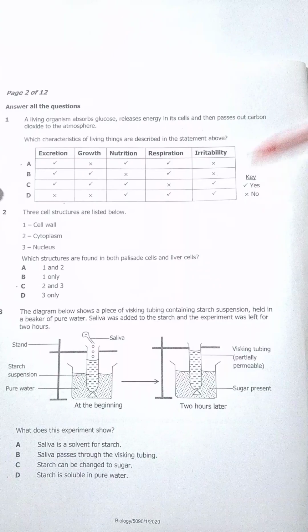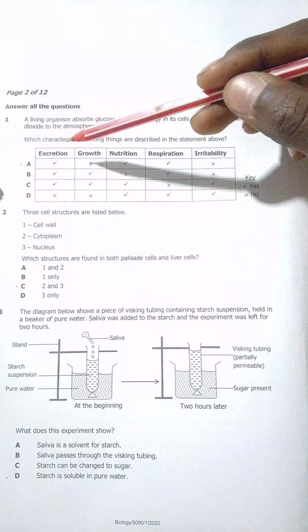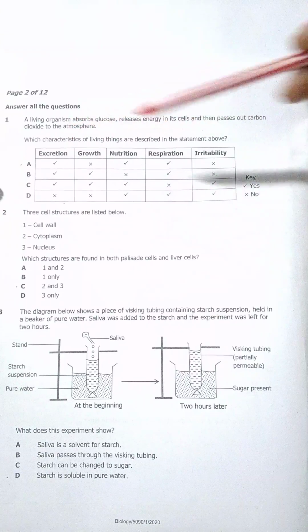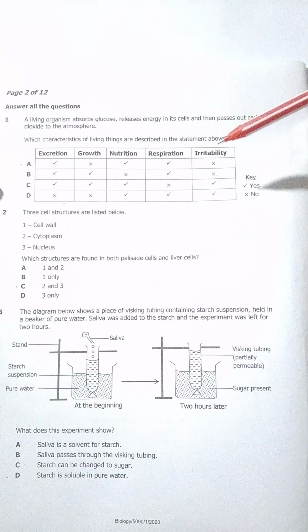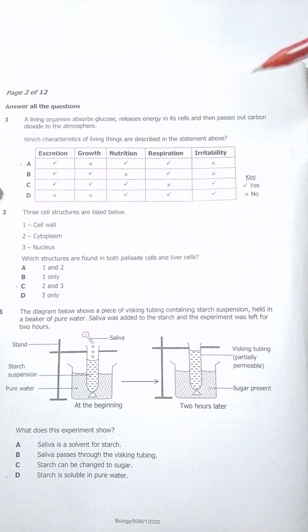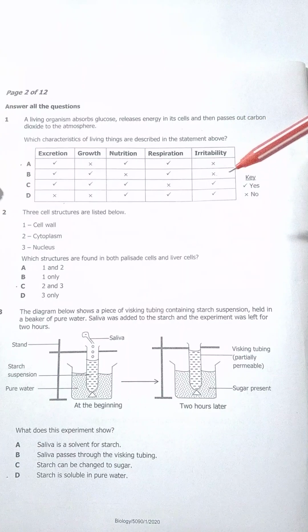So since it's talking about the passing out of carbon dioxide, we know that it consists of excretion. Now, before we even look at the multiple choice, we look at the characteristics given. We have excretion, growth, nutrition, respiration, and irritability. Now the key aspect whenever doing multiple choice is that you need to get rid of all the choices given which are not giving you any clue about the correct answer.